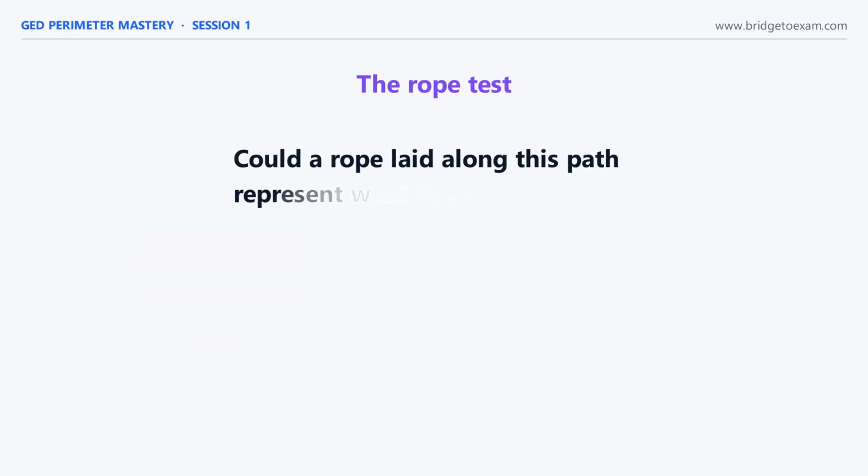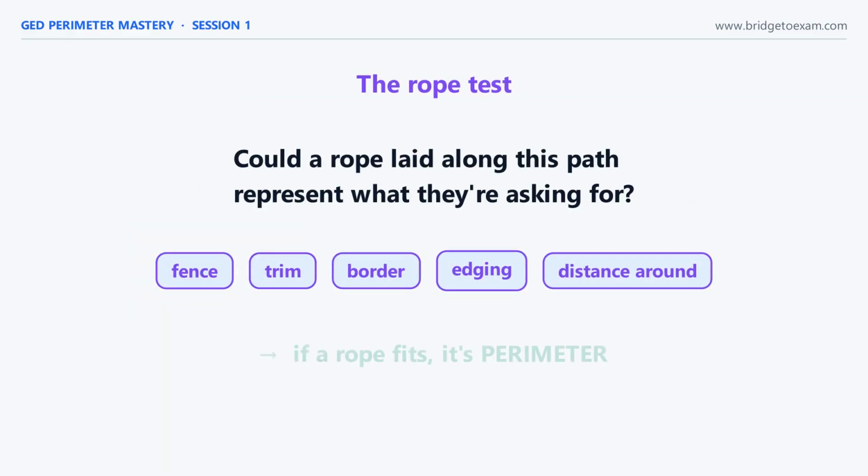So here's your decision rule for test day. Ask yourself, could a rope laid along this path represent what they're asking for? Fence, trim, border, edging, the distance around. If a rope fits, it's perimeter.